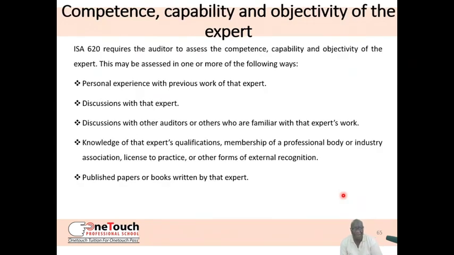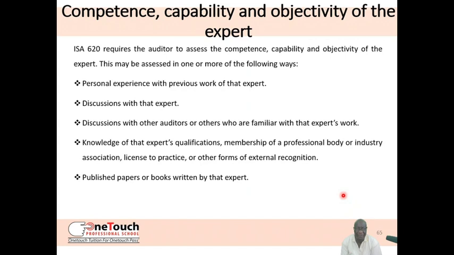ISA 620 requires the auditor to assess the competence, capability, and objectivity of the experts. So once you want to rely on an expert for your evidence, then you need to assess the expert in what? Competency, capability, and objectivity. This may be assessed in one or more of the following.